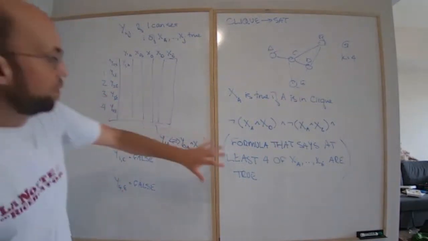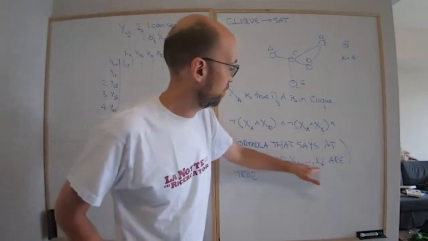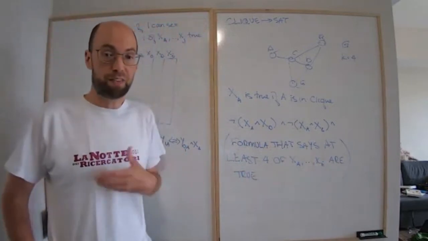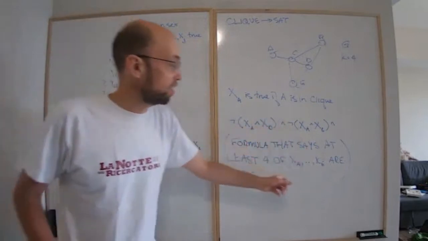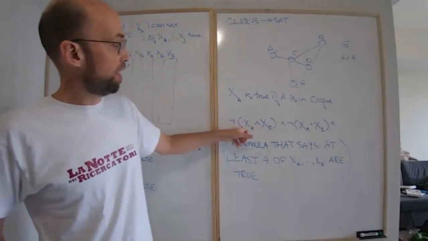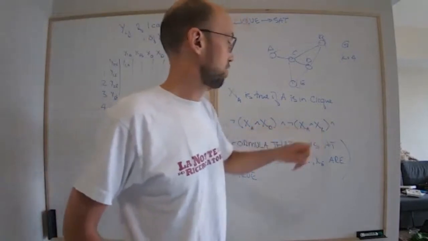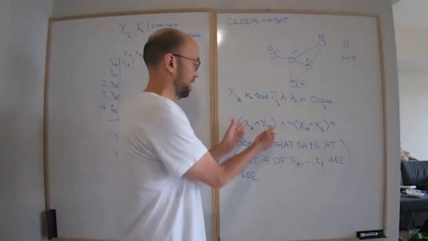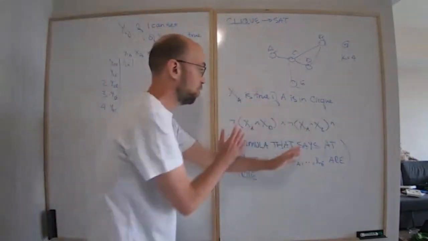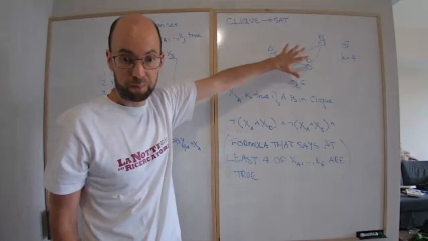So what I'm trying to do is this part, a formula that says at least 4 of xa through xe are true. So I have to choose at least four of the 5 things. This formula is going to say at least 4 things are true. And here there's this condition that if xa is true, then xd isn't true. And if xa is true, then xe isn't true. It's not the case that xa and xd are true. It's not the case that xa and xe are true. So then if we can satisfy the whole formula, this has a clique of size k, of size 4.